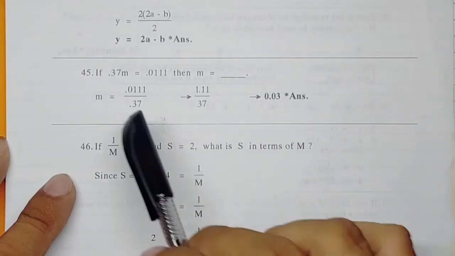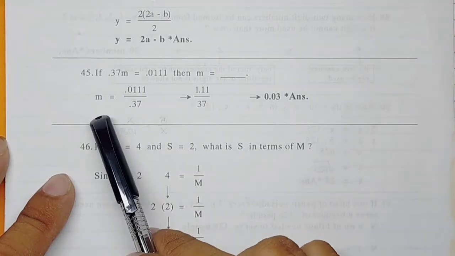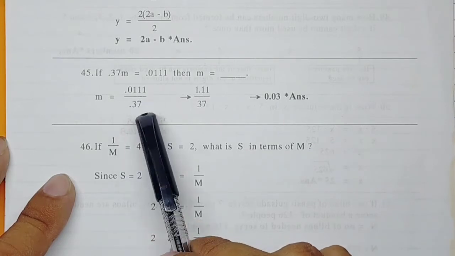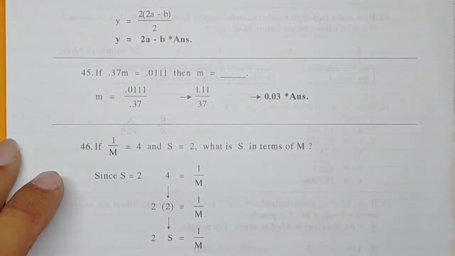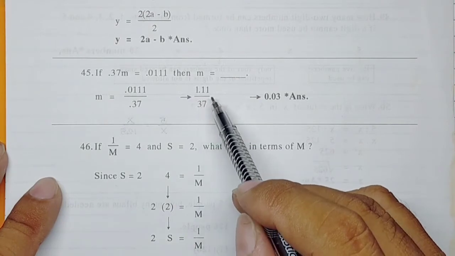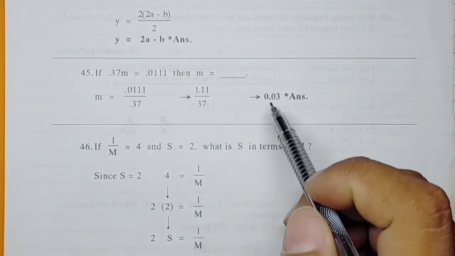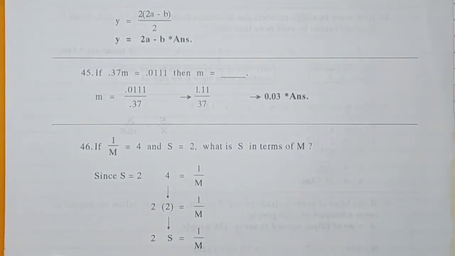Okay. If 0.37m is equal to 0.0111, then m is equal to what? So therefore here, m is equal to 0.0111. You just multiply by 1000. The result is 1.11, divided by 37. So this one, you divide this one, the result will be 0.03.